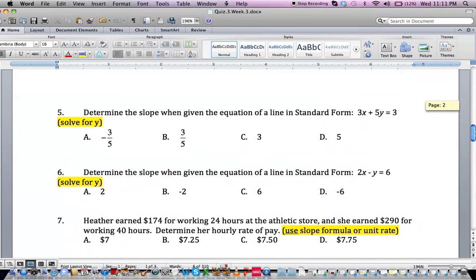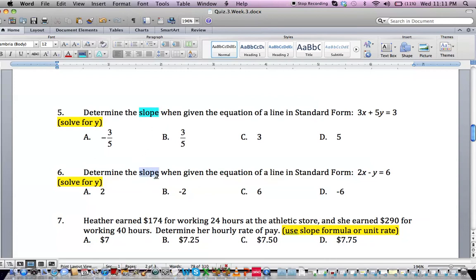All right, number 5. It says determine the slope when given the equation of a line in standard form. 3x plus 5y equals 3. If you want to determine the slope, the best way to do that is to turn it into the slope-intercept form. How do you turn it into slope-intercept form? Solve for y. Okay? Take this, solve for y. All right? And then it's asking you to determine the slope. All right? So once you solve for y, you're not done. You still got to determine the slope. So that is a key word.